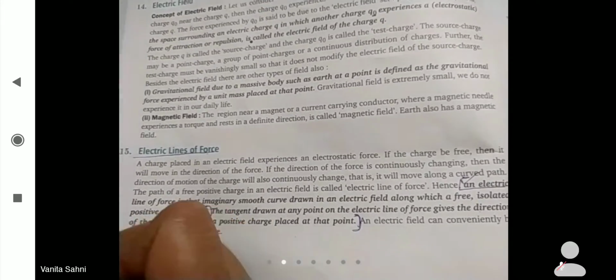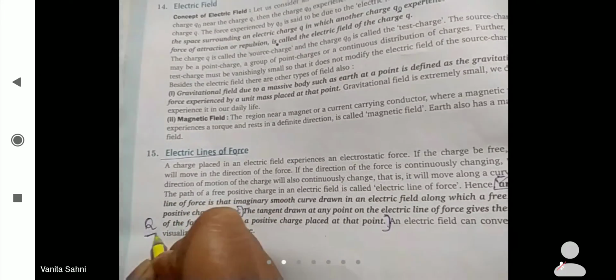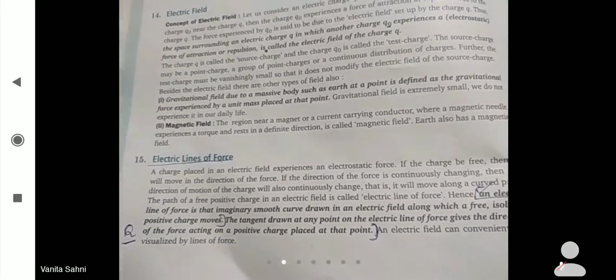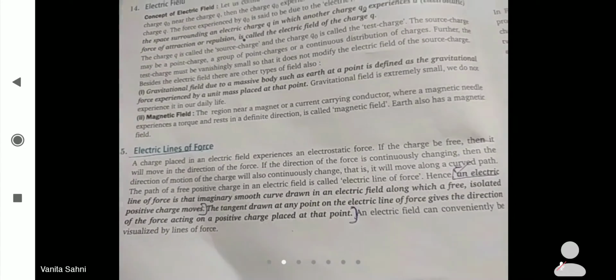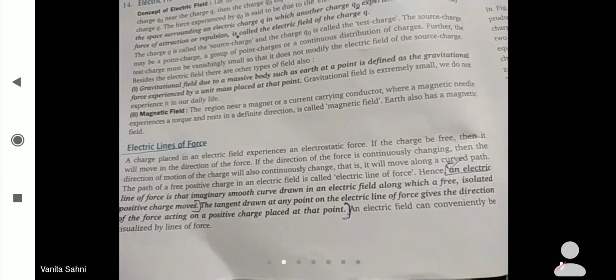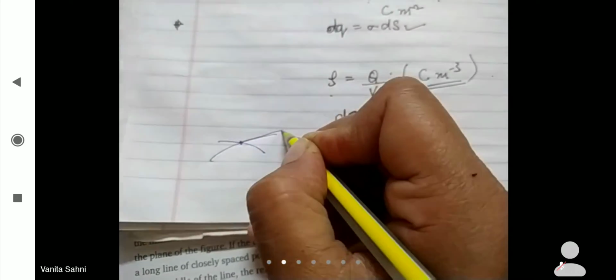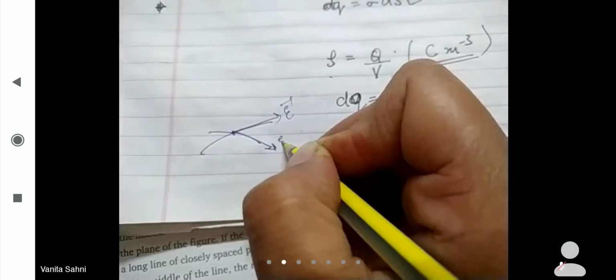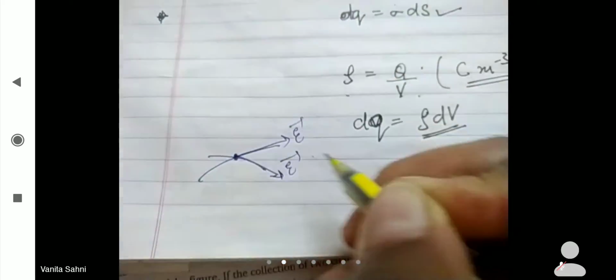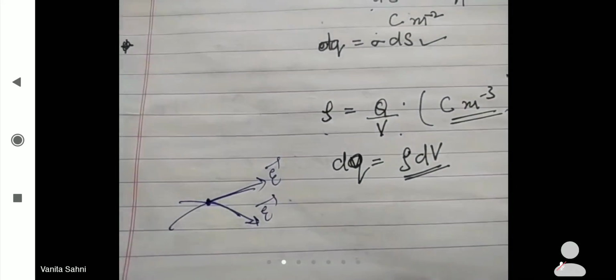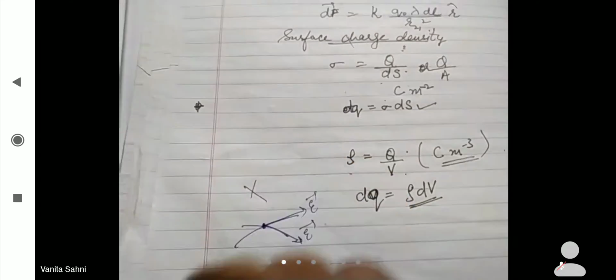And here again the same question can be asked, can two electric lines of force intersect? No, they can never. The reason is that at the point of intersection there would be two tangents on the two curves, that is two directions of electric field at the same point, which is not possible, right? So two lines of force can never intersect.